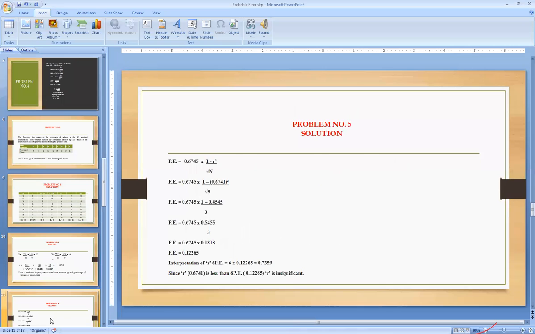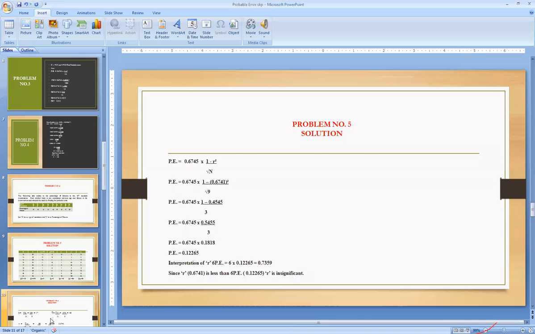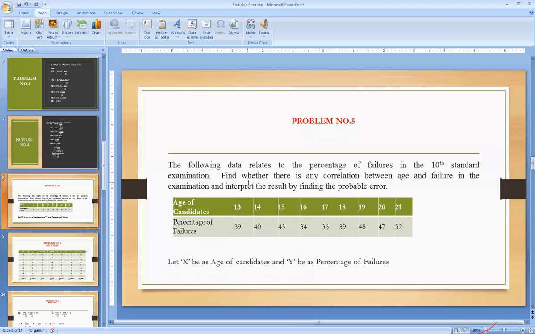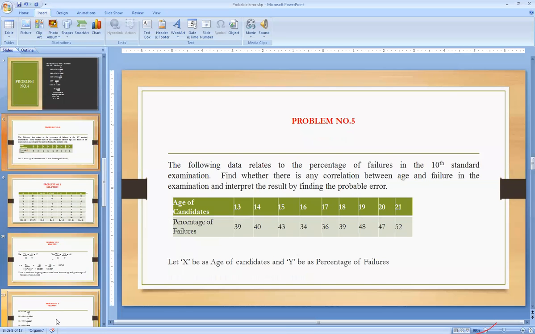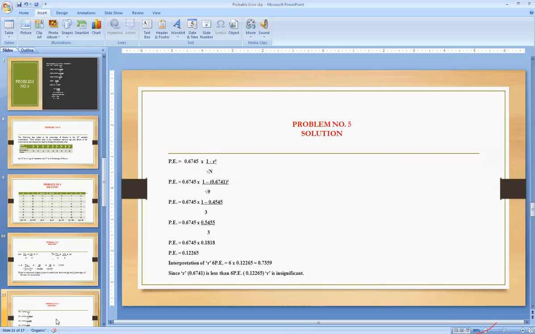So that is only up to correlation. But the question has more in it. See there, we have studied one sentence: now find whether there is any correlation between age and failure in the examination and interpret the result by finding the probable error. So this has to be calculated now because correlation got over.